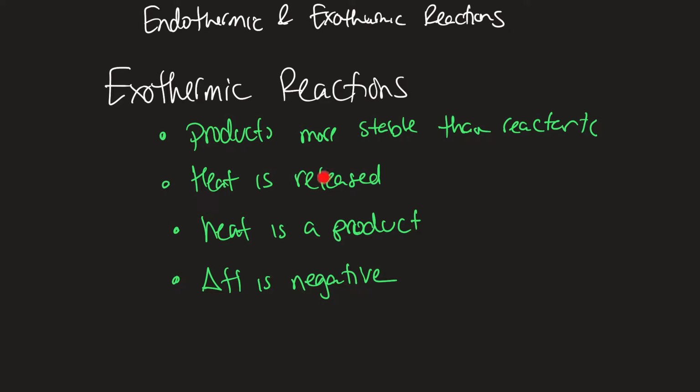Heat is released overall. Heat is a product of the chemical reaction. And then lastly, delta H is negative, all right? Or the change of enthalpy is a negative change. So let's look at an example chemical reaction where we could see this.